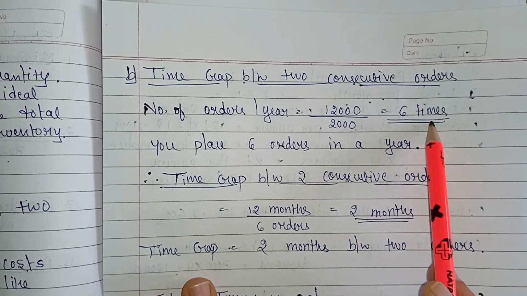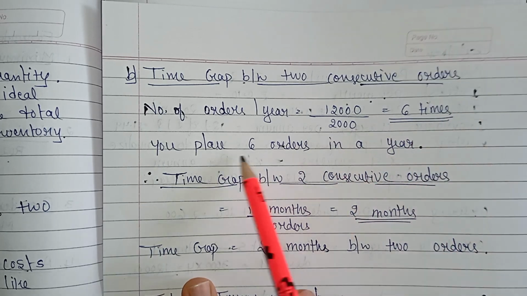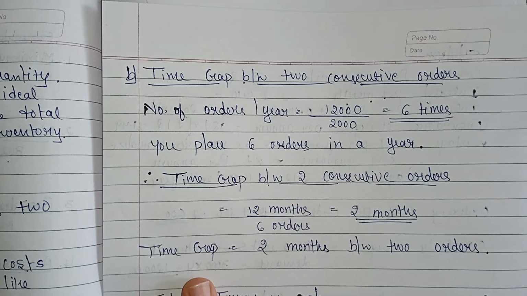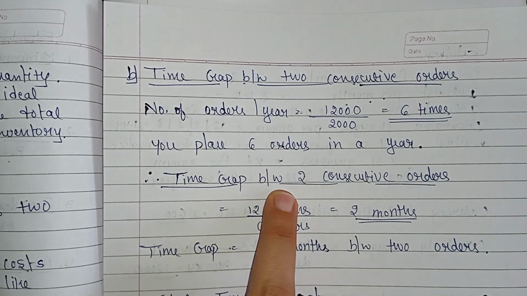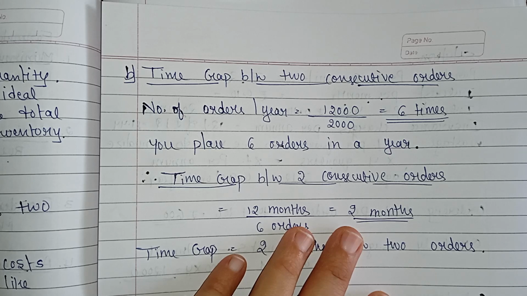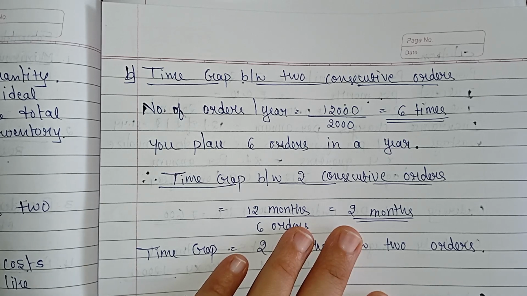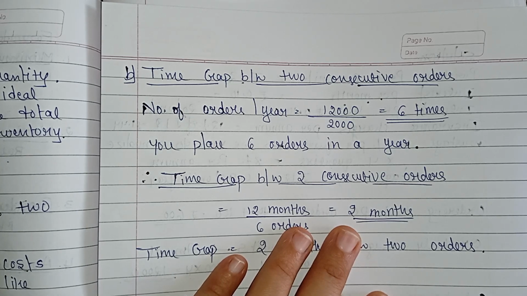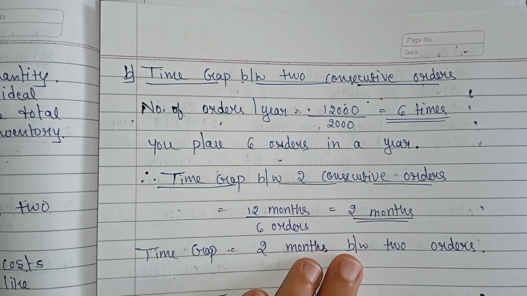So 6 times. It means what? Here we need to place 6 orders in a year. Clear? Now we have to calculate the time gap between two consecutive orders. The time gap between two consecutive orders means the time in days or months that passes between placing one order and the next.